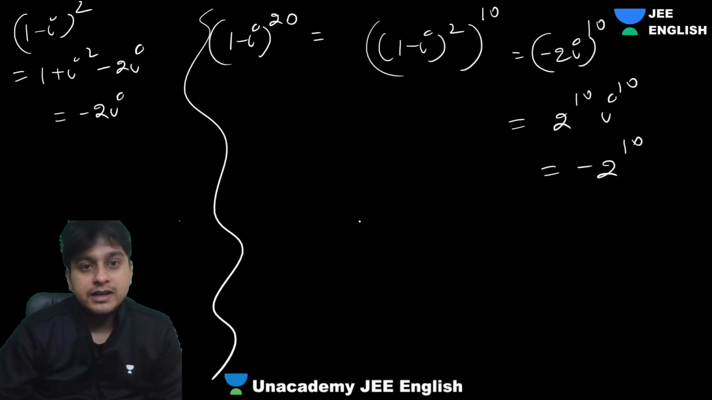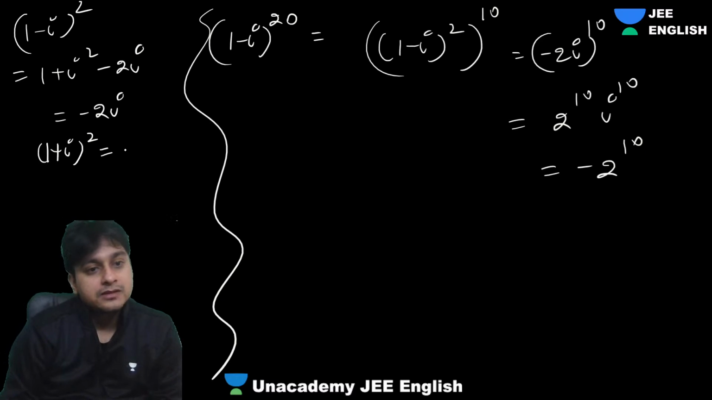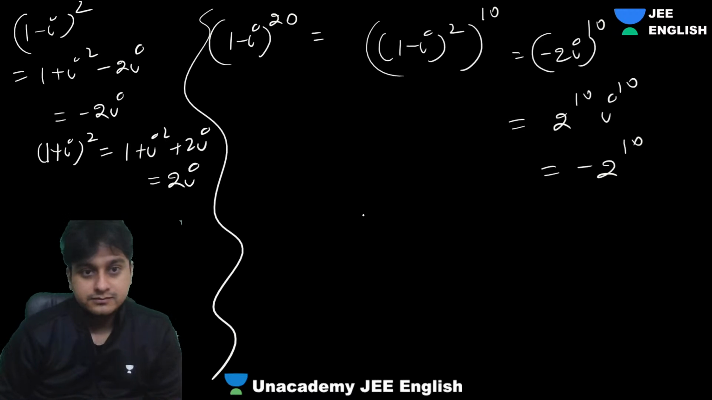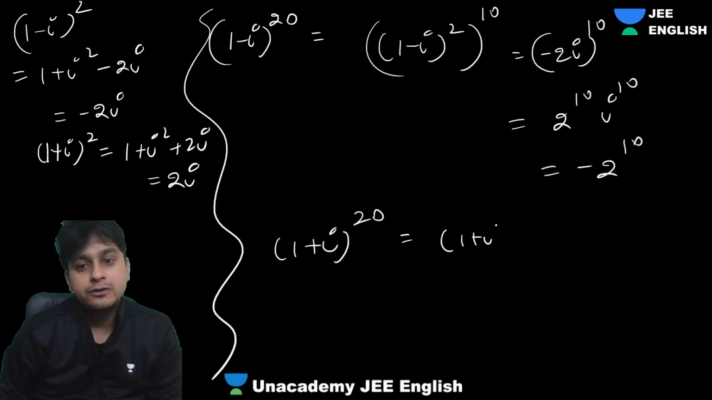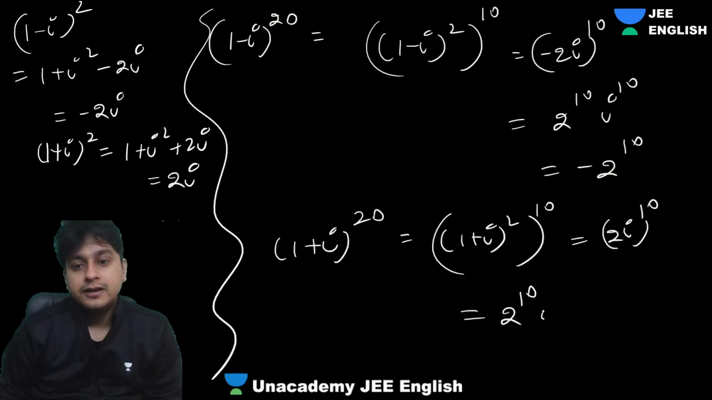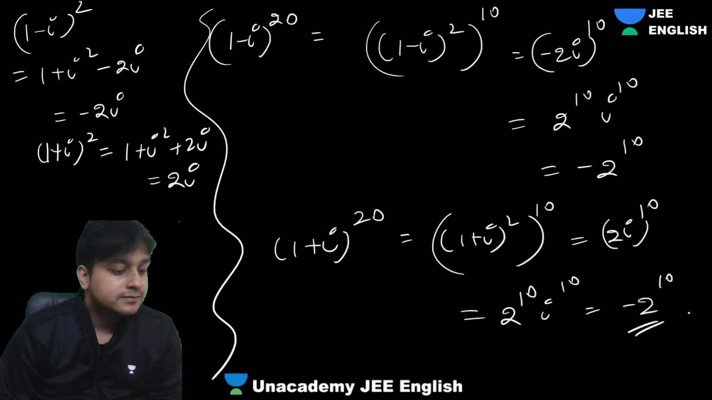Understood? Similarly, guys, if you look at 1 plus iota power 20, what is 1 plus iota square? It is a square plus b square plus 2ab. So 1 and minus 1 will be 0, and it will be simply 2 iota. So 1 plus iota power 20 will be 1 plus iota whole square, whole power 10, which will be 2 iota power 10. That is nothing but 2 power 10 into iota power 10, which is also coming out as minus 2 power 10. Got it?